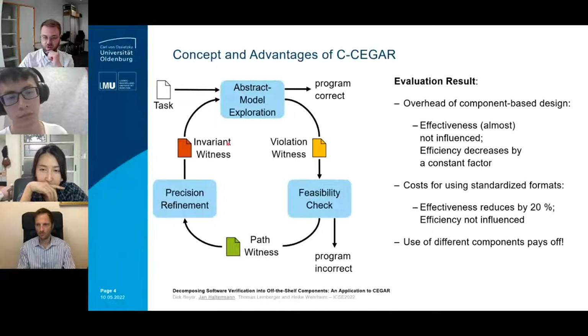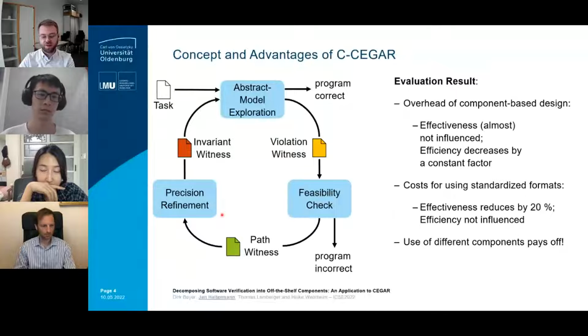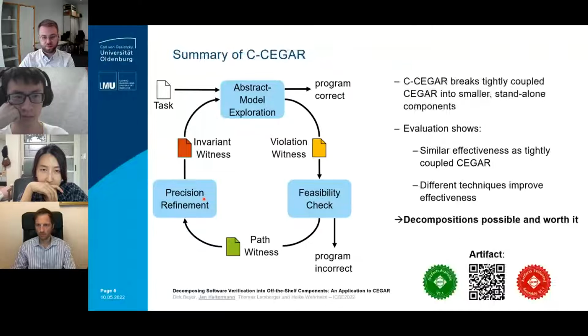If you use standardized formats as here, then the effectiveness is reduced by around 20% due to some information that is not correctly encoded into that format. But the efficiency is in this case not influenced. And as a last point, we realized that if you use different components, which was the motivation behind this work, then this really pays off because you can solve more tasks. So if you, for instance, replace the precision refinement by something else, this pays off.